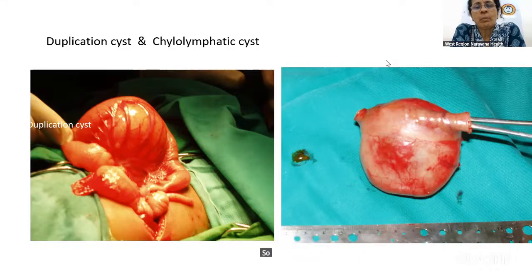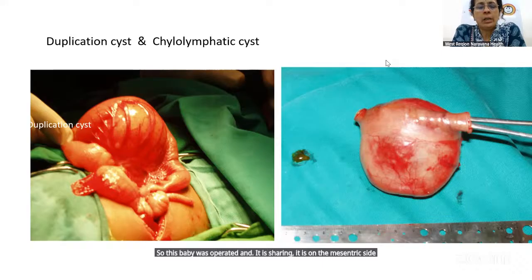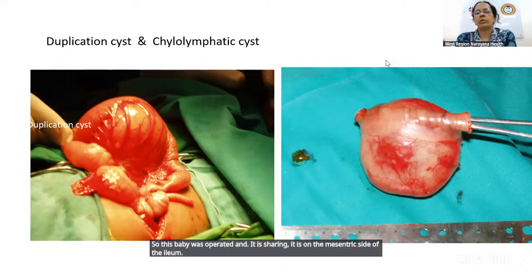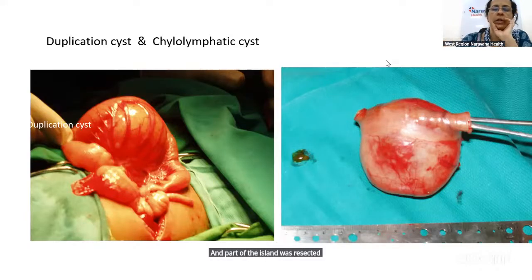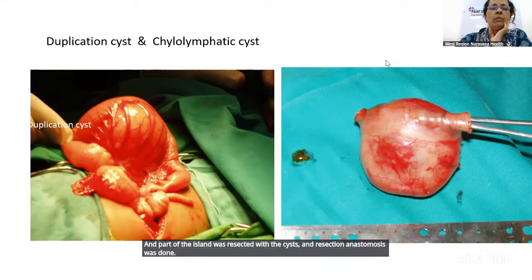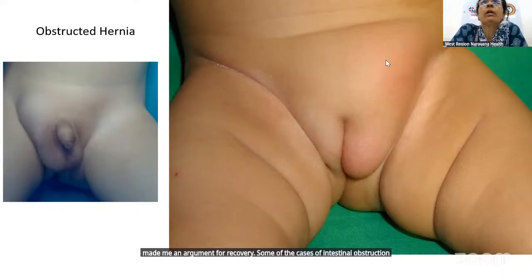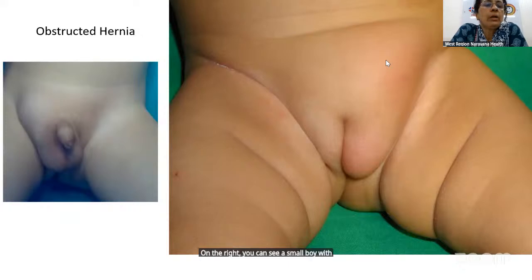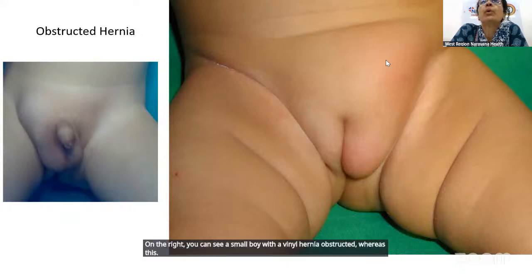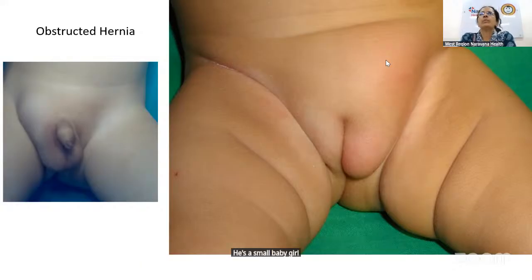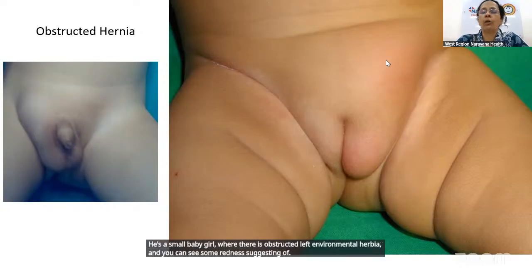So this baby was operated on, and it is on the mesenteric side of the ileum, and part of the ileum was resected with the cyst, and resection anastomosis was done. Baby had an uneventful recovery. Some of the cases of intestinal obstruction can be because of obstructed hernia. On the right, you can see a small boy with an obstructed inguinal hernia, whereas this is a small baby girl where there is an obstructed left inguinal hernia, and you can see some redness suggestive of strangulation.